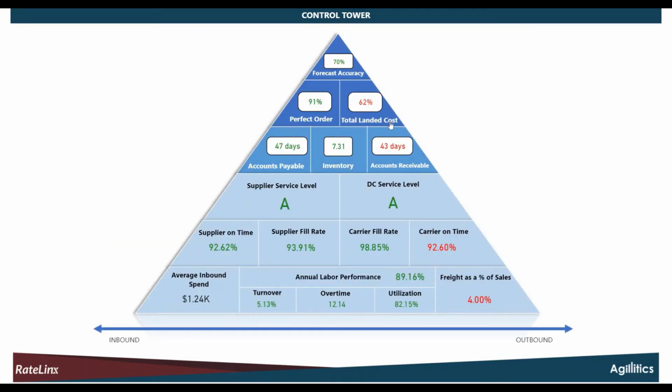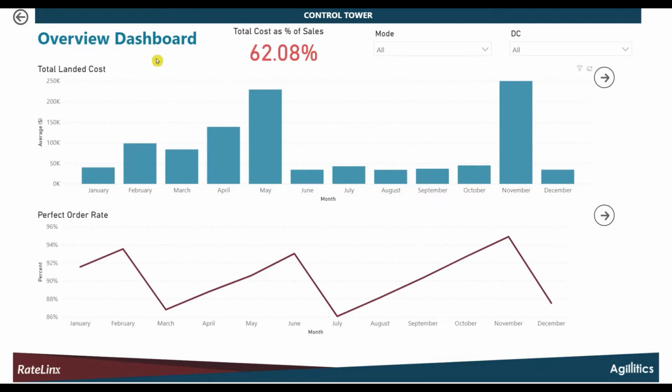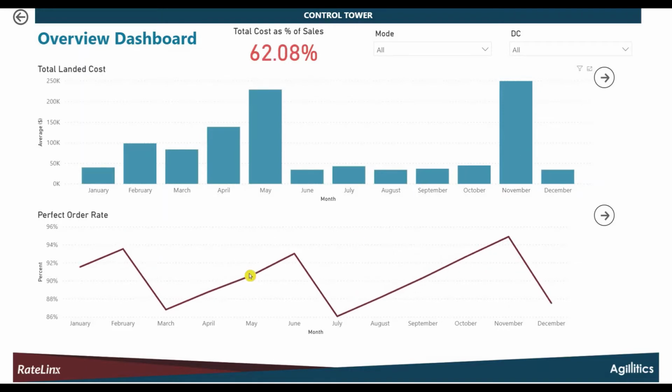Perfect order and total landed cost are grouped on the same overview dashboard. On this dash, the user can easily identify peaks in the total landed costs and can also find their total landed cost as a percentage of sales in any certain month. The perfect order rate shows cumulative carrier performance month to month and can be spliced by mode in DC.